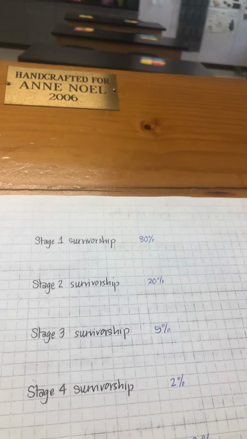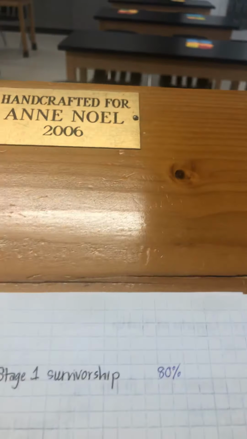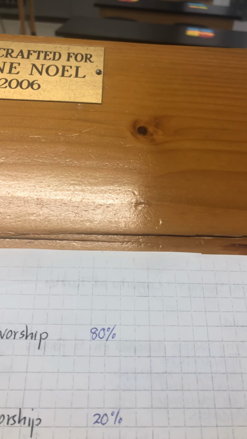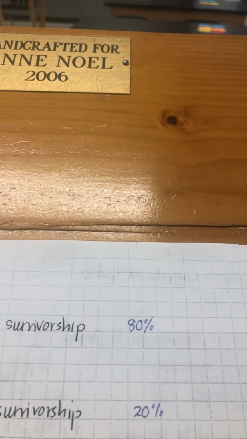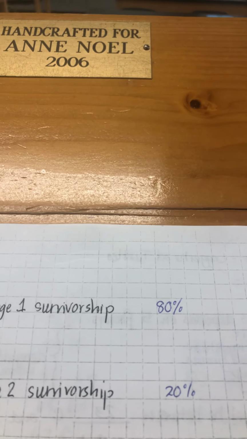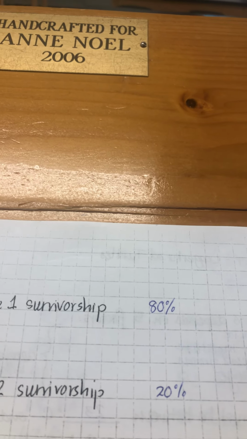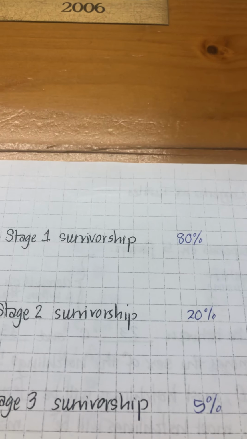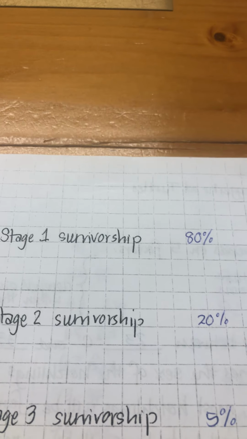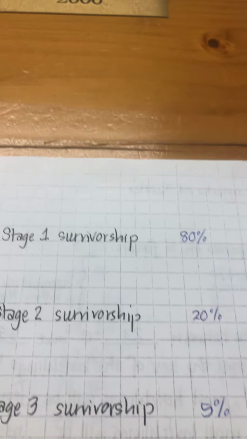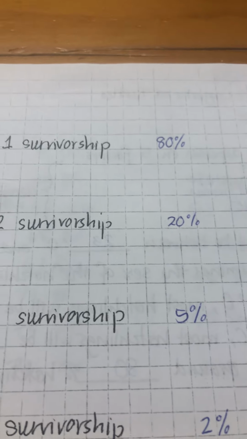Congratulations, guys. So let's look at the survivorship that's on the back of that sheet. Survivorship for stage 1 is 80% because that's how many of the eggs that are going to hatch. 80% of the eggs hatch and make it to stage 1. Survivorship for stage 2, only 20% will remain after stage 2. It was a bloodbath in there. Survivorship for stage 3, only 5% of the original 100 eggs remain after stage 3. After stage 4, only 2% remain.